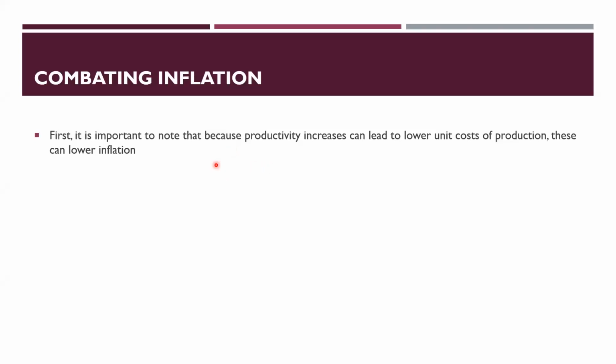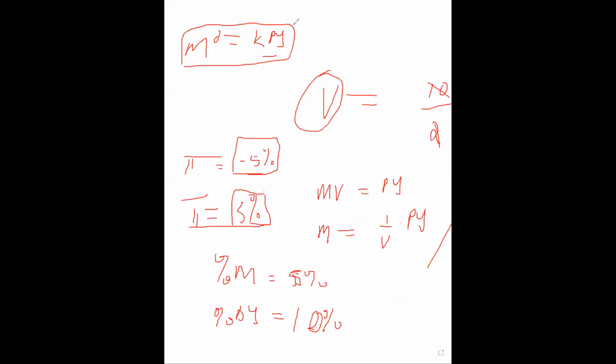Improving productivity in the economy to lower unit production cost. So these are called supply side measures of combating inflation. So productivity increases are on the supply side of policies that combat inflation. Supply side policies are aimed at increasing supply, because when there is an increase in productivity, it means that there is an increase in supply in the economy.